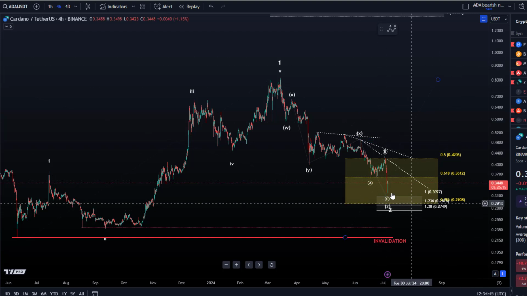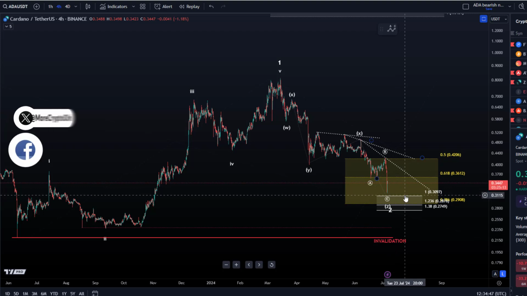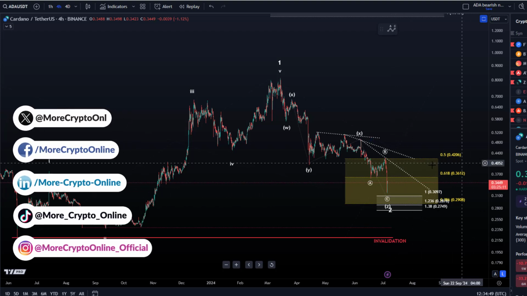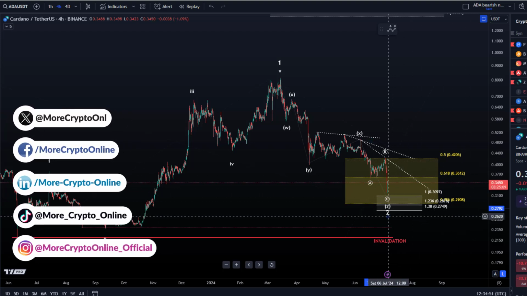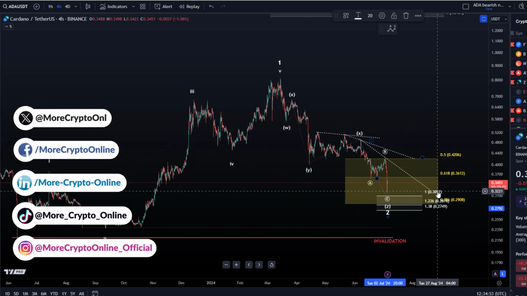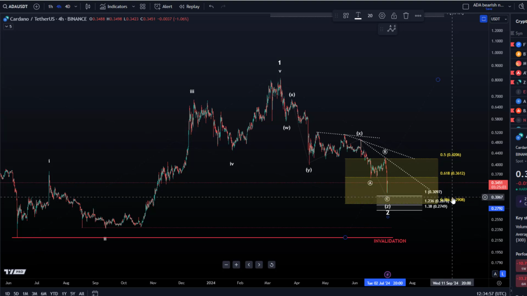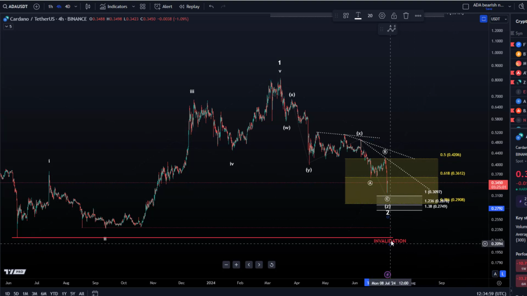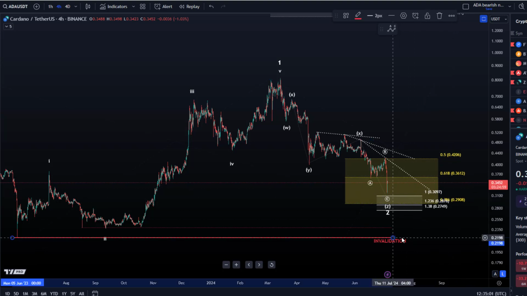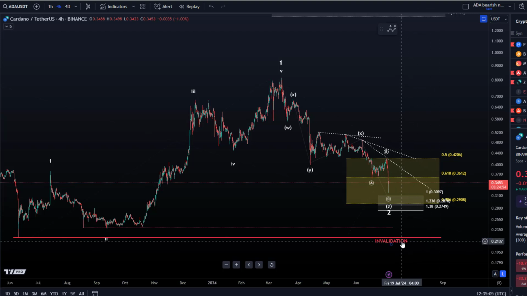ADA has formed another low together with most cryptocurrencies here, but we're still holding the larger wave 2 support zone. Again, I can't highlight enough the importance of that 29-cent level. If that starts to break, then we might as well test the invalidation point down there at 22 cents. These remain the key levels that I've been preaching over recent weeks.